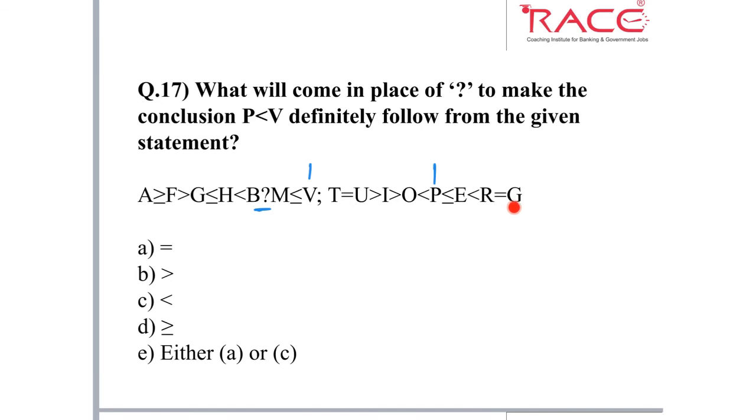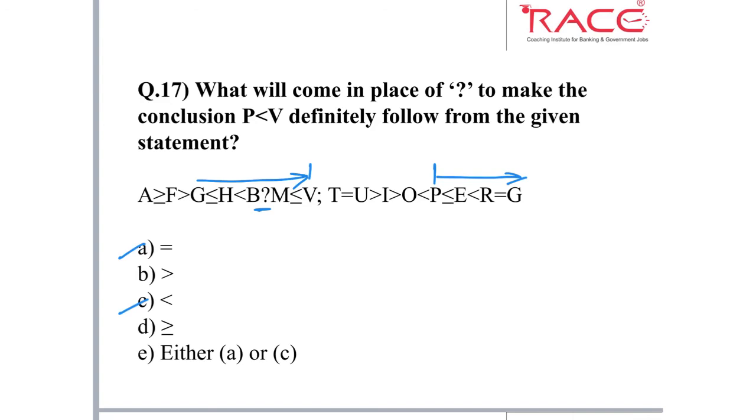Just find out. G. Okay. So G connects these two elements. So we have to move from P to G and from G to V. And which sign can I put? In this case I have to put either A or C. Okay, either A or C.